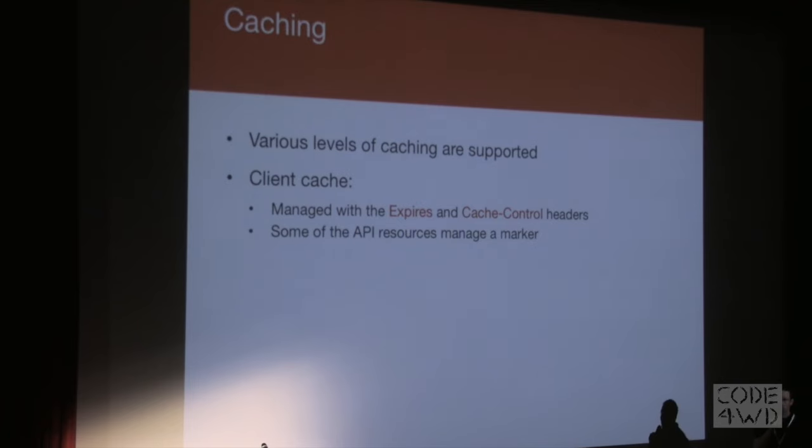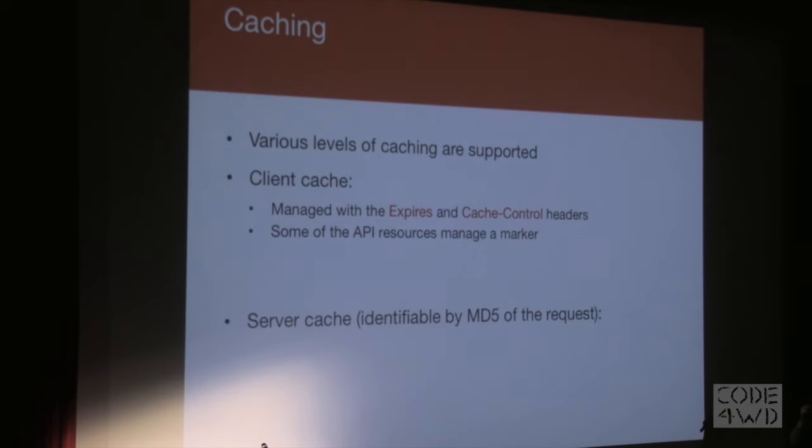For each request, the client can include in the request a header telling the server the state or when that object was last updated. And if the server knows that nothing has happened, it will tell the client that nothing has changed.